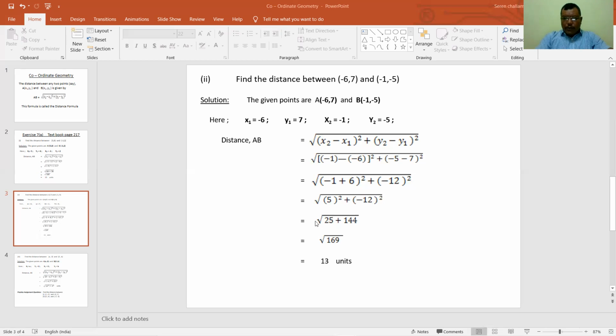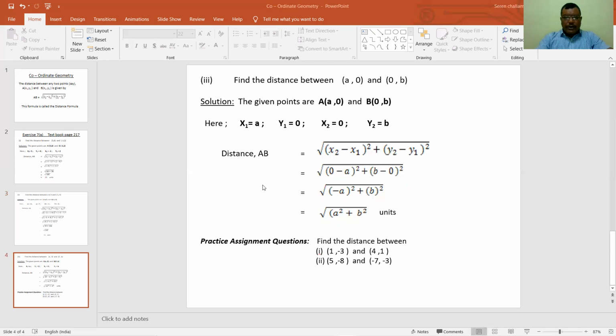In the next step, we write square root of. Since 5 if you square we get 25, so we write here 25 plus. Again, minus 12 if you square we get plus 144. So we write here 144. It is equal to square root of. Now if you add 25 and 144, we get 169. And if you take the square root of 169, in the next step, we write as 13 units. So therefore, the distance between A, B, or the given points is found to be 13 units.